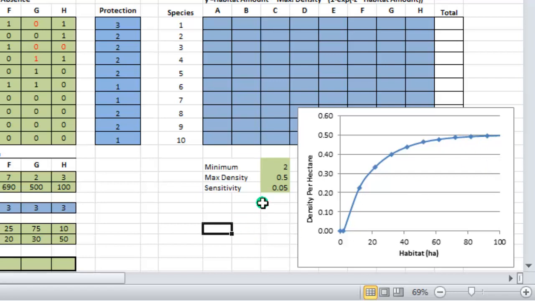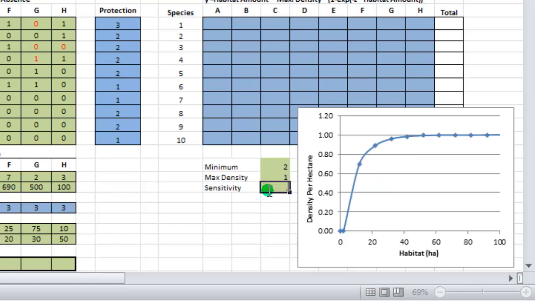So for example, if we change these a tiny bit, so let's assume that the maximum density was 1, then notice that the graphic changed automatically, the axes, and so now we climb from 0 to 1, and the sensitivity is key because it tells us how fast we get there. If we set this to a higher number, we get there faster, and if we set it to a smaller number, we get there more slowly.